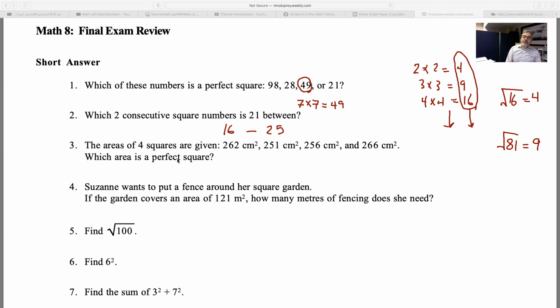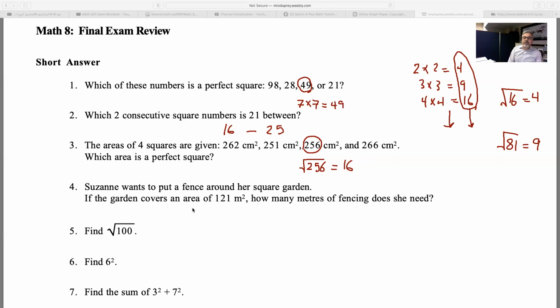The areas of 4 squares are given: 262 centimeters squared, 251 centimeters squared, 256 centimeters squared, 266 centimeters squared. Now, we definitely know the square root of 256. It is 16, and therefore 16 times 16 gives you 256. And therefore, this is your perfect square, or the area of a square that is a perfect square. This is the one.